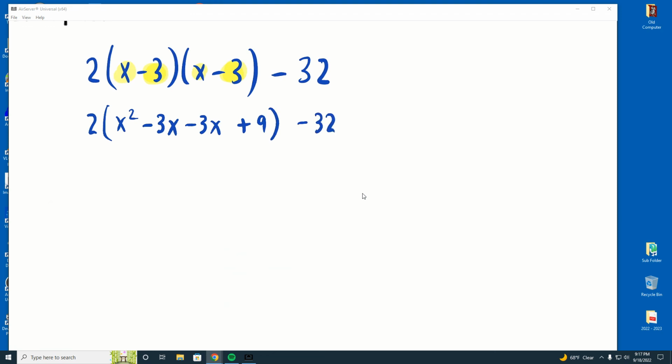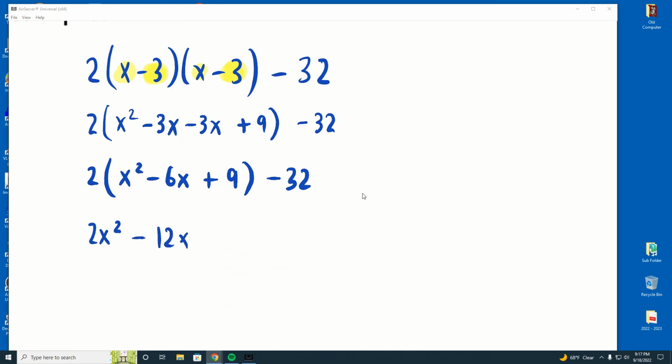Now, generally, I combine those right here, but since I'm not there, I'm going to just do it separately. Negative 3x minus 3x turns into negative 6x. Now I'm going to distribute the 2. Not just to one thing, I'm going to distribute to all of it. So 2 times x squared, 2x squared. 2 times negative 6x, negative 12x. And 2 times positive 9, positive 18. The last thing I'm going to do is combine these like terms here. So I've got 2x squared minus 12x, and it's minus 14.